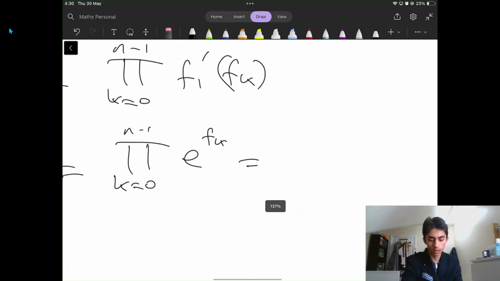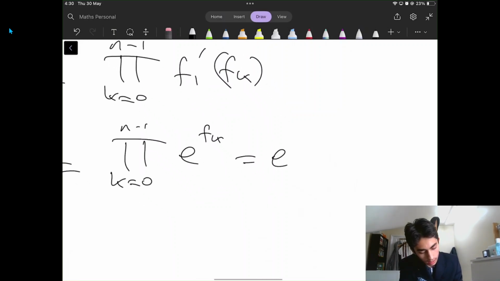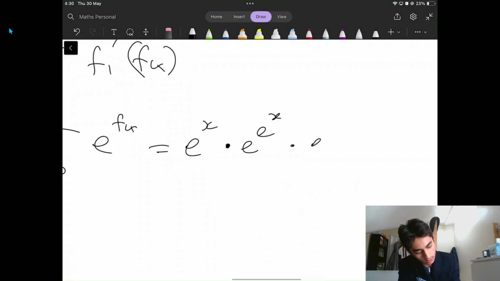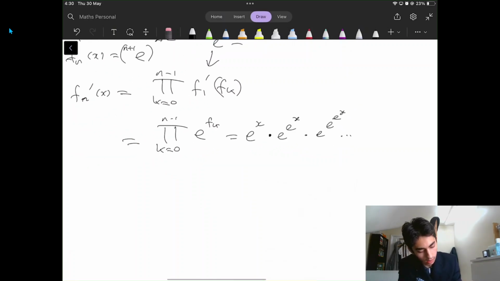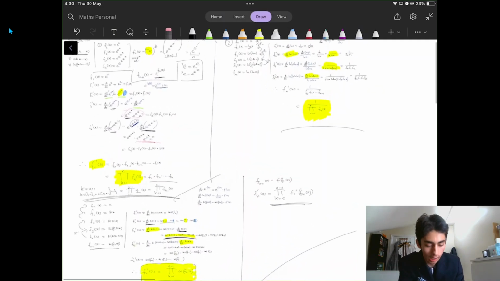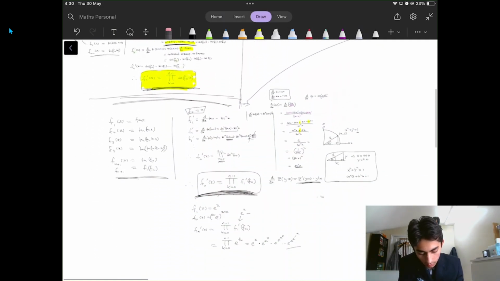Which is equal to e to the f0, which is e to the x, times e to the f1, which is e to the power of e to the x, times e to the f2, which is e to the... times all the way to... you get n minus 1 lots of x's, I think. I think it works just about, but it's really, really awkward. Maybe there's a mistake I made somewhere. But yeah, exponential, I think it definitely works.